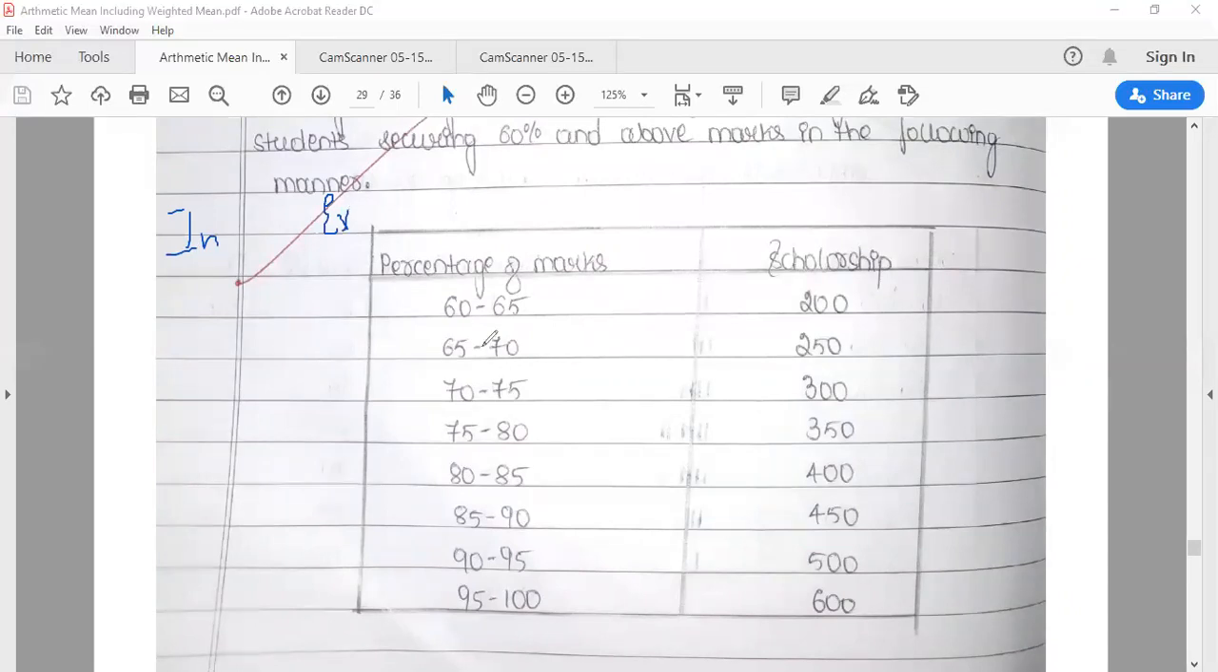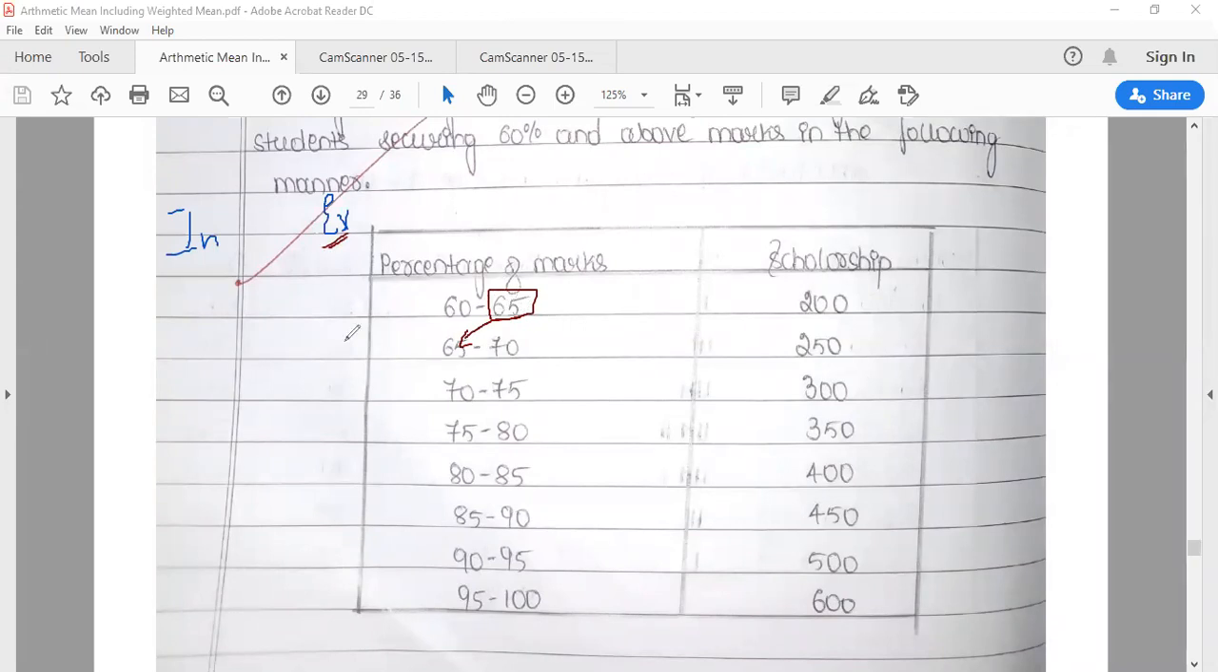Now, here you have a class interval of 60 to 65. And if you see, the 65 is again repeated below. So this type of class interval is called an exclusive series. Why exclusive? Because you will be excluding this upper limit of the class interval. So that is why it is called exclusive series.